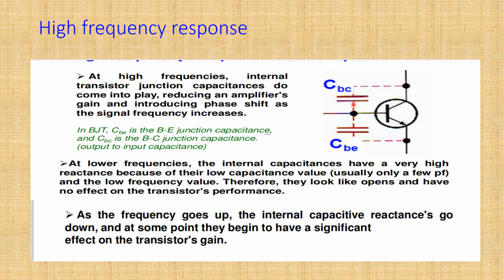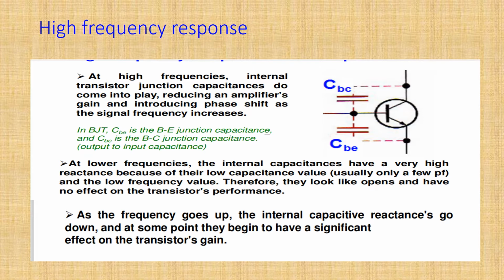So we have to see, at high frequency, how does this junction capacitance affect the frequency response of the amplifier. At high frequency, the internal transistor junction capacitances come into play, reducing the amplifier gain and introducing a phase shift as the signal frequency increases. So in a BJT, CBE is the base to emitter junction capacitance, CBC is the base to collector junction capacitance, and there is also the output to input capacitance.